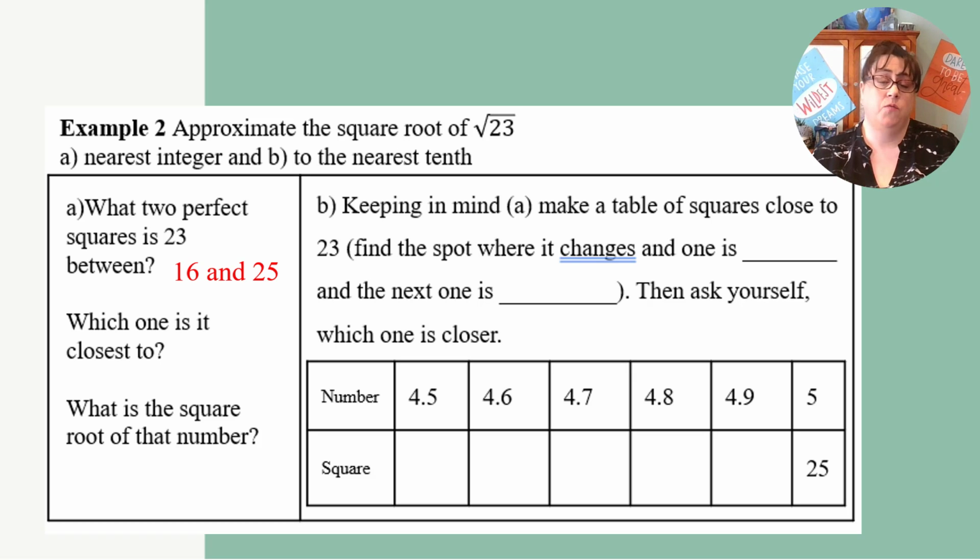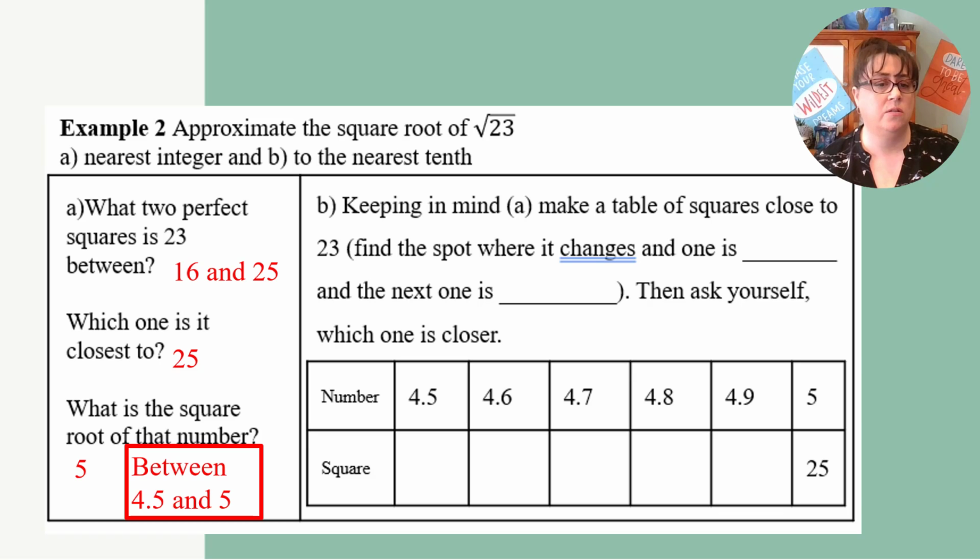And then we want to ask ourselves, which one is it closest to? Well, it is closest to 25. And in fact, it's very close to 25. Halfway between 16 and 25 is 20.5. I found that just by doing regular averages. And so I know it's more than halfway. So then I ask myself, what is the square root of 25? And that is 5. So now I know that the square root of 25 is 5. And so I can answer the question that it's somewhere between 4.5 and 5. And usually that's good enough. But keep in mind, sometimes I do want something a little bit closer.